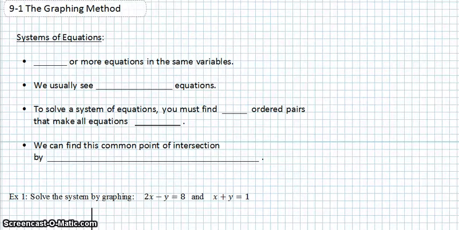Alright, so we are going to be starting chapter 9, which is systems of equations, and we're specifically doing 9.1, which is the graphing method. So this section is still involving graphing.